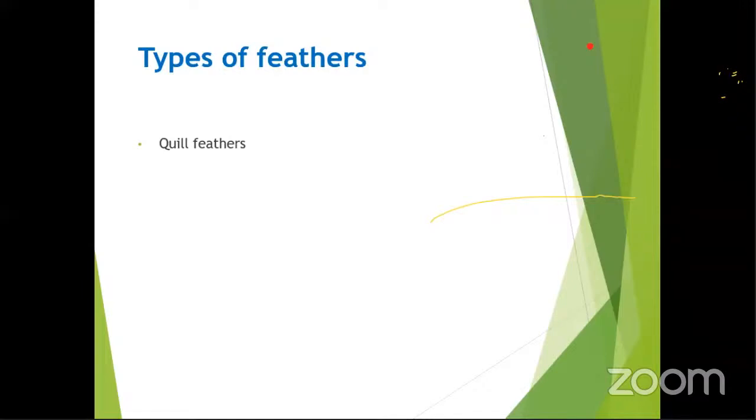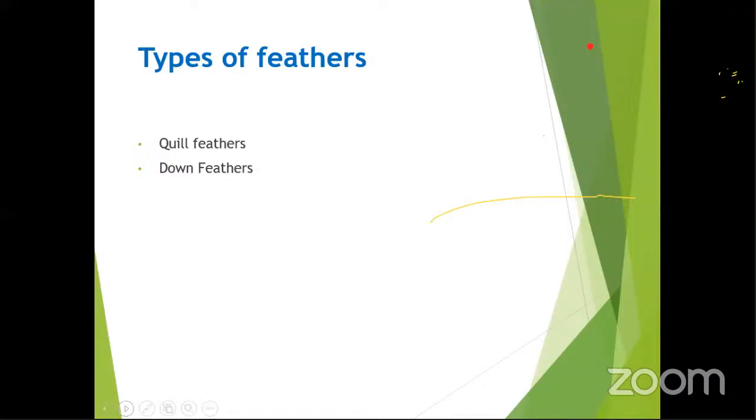Yes, Salome. On the wings and the tail. Very good. So these quill feathers are found on the wings and the tail. As simple as that. So the other type of feathers that you guys were able to mention was the down feathers. We have down feathers.